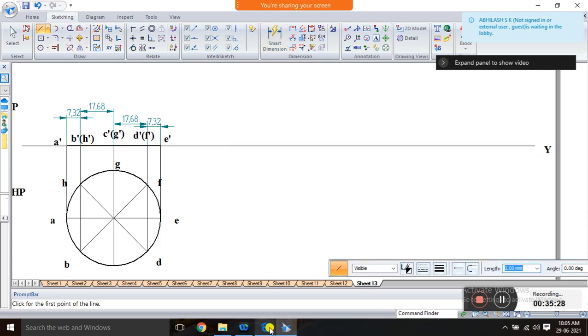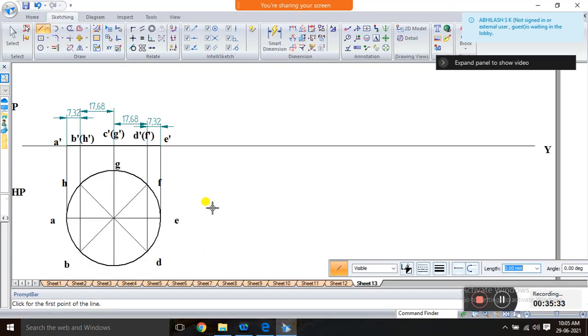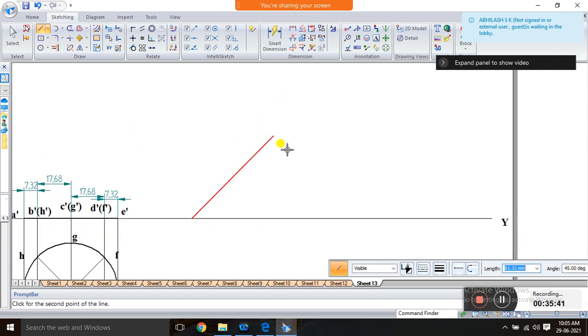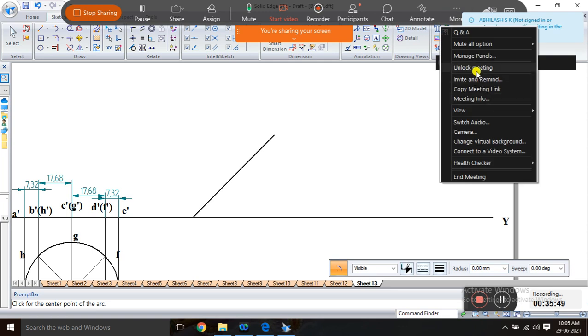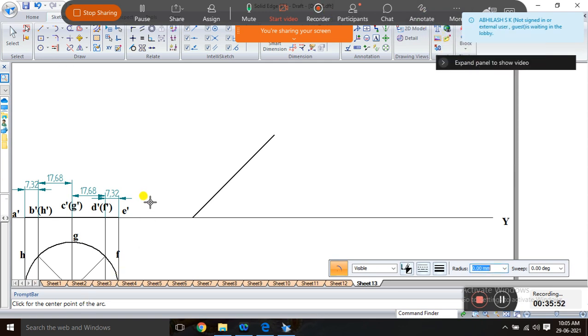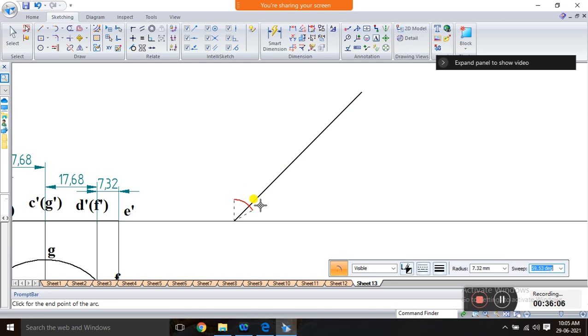Yes, it's an angle of 45 degree to HP. Second position angle is 45 degree to HP. So take your protractor, mark 45 degree, simply mark 45 degree and come to the compass. Place it on A dash and stretch up to B dash and cut the arc, and this arc distance actually is 7.32, and cut the arc.